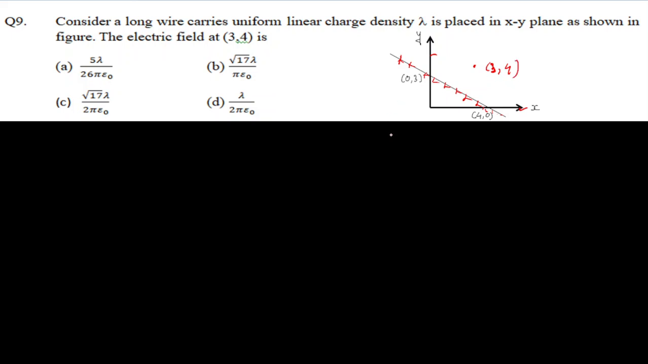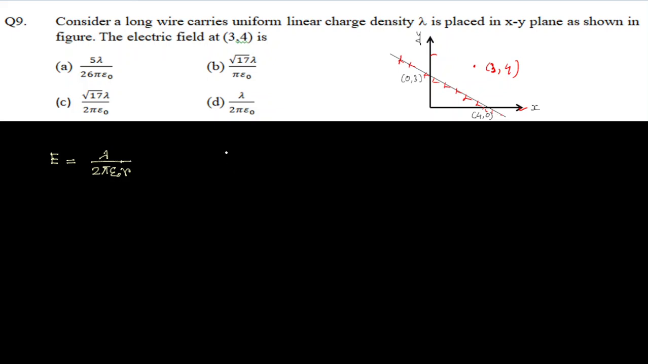At this point, we have to calculate the electric field. Again, we have an infinitely long wire, and for that we have to calculate the electric field. In the last class we already discussed that if we want to calculate the electric field at a perpendicular distance r from an infinitely long wire, then the magnitude of this electric field will be lambda divided by 2 pi epsilon naught r.